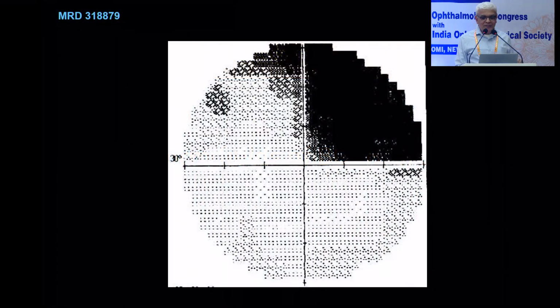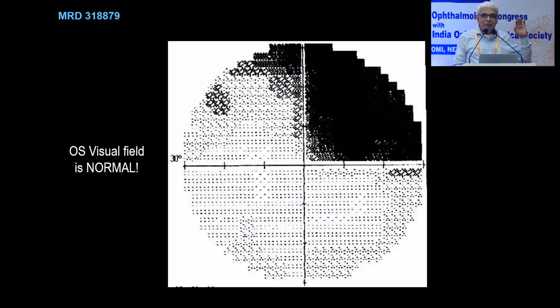Okay. Here, which eye is this? Field of which eye? Okay, easy to make out. Where is the blind spot? It's this side. So this will be the right field. And before you ask me questions, let me tell you the left field was normal. Now you tell me what is this defect.